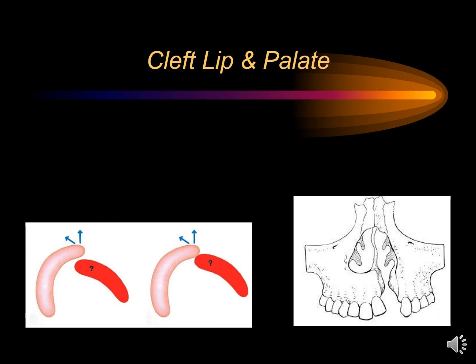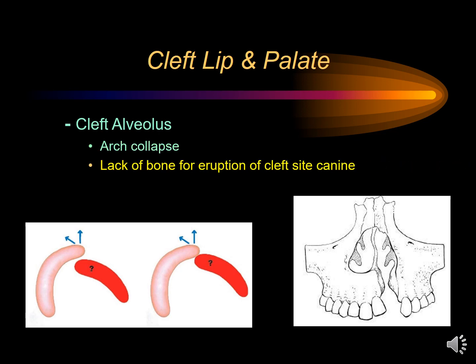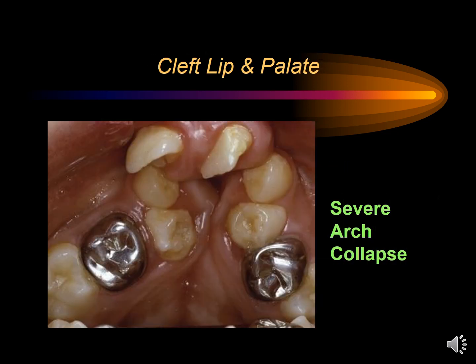A little bit of info on cleft lip and palate. In cleft lip and cleft alveolus, we get what is known as arch collapse, and there's lack of bone for eruption of the cleft side canine. This picture shows an example of a severe arch collapse in a bilateral cleft lip and palate patient.